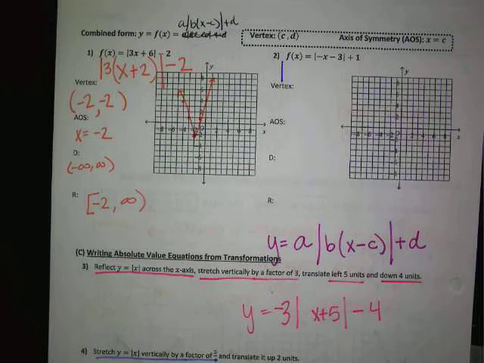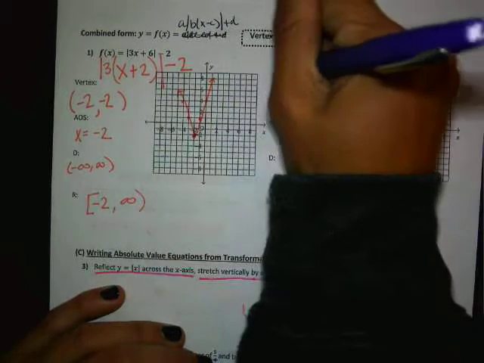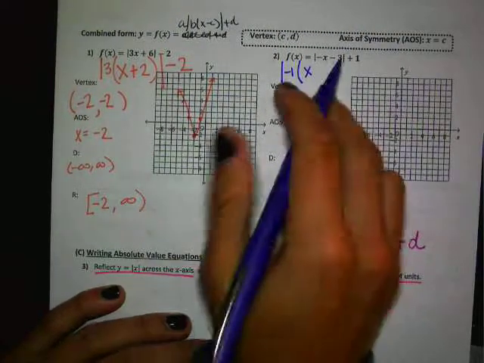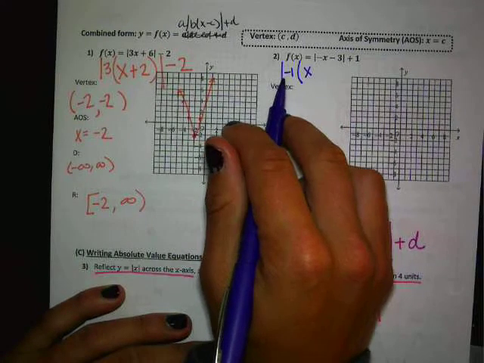All right, so for number 2, what number is my b value that I'm going to pull out? Negative 1. So you're going to take a -1 out, and the -3 turns to a positive 3.